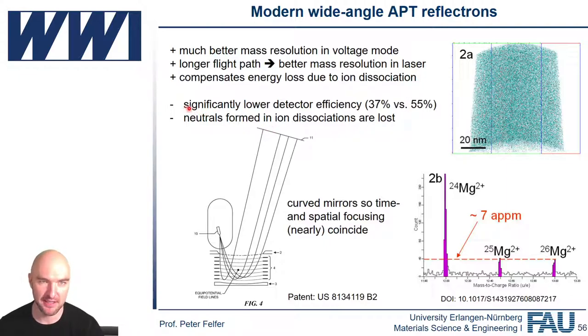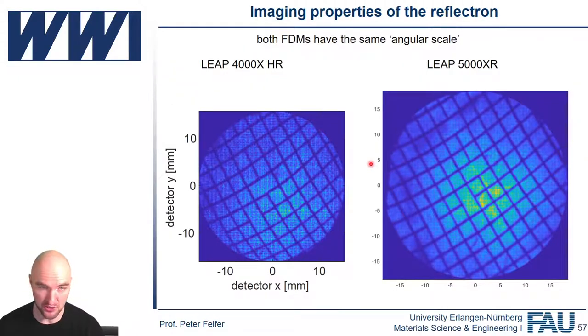The downside is low detection efficiency, because of the meshes that you need in order to terminate the fields. This is for older atom probes. Now with the MCP, funnel MCPs, it's higher than that. And any neutrals you formed in ion dissociations also hit the back wall, so they're gone. But you can get some pretty good mass resolution. So this is why it's usually worth getting them, even though they have some downsides as well. There have been different generations of atom probes with different reflectrons, and here just a bit of a teaser also for tomorrow.